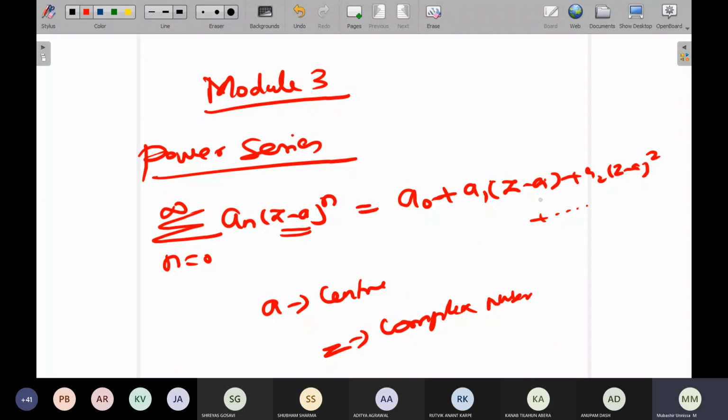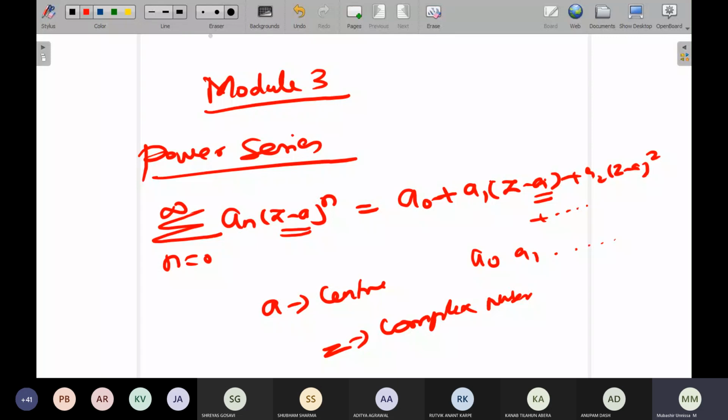What is this a? a is called the center of the series. a_0, a_1, a_2, etc. are constants. They are also called the coefficients of powers of z minus a, and so on. So a_0, a_2, a_3, etc. are also constants. So whenever we are talking about the power series, from it we have two other series which we are going to see.